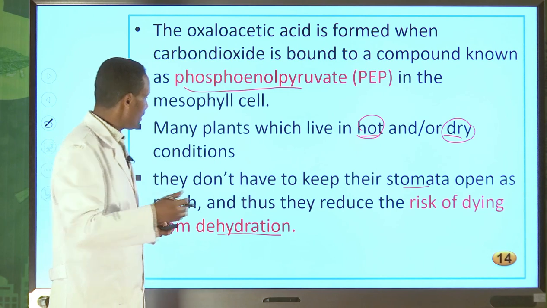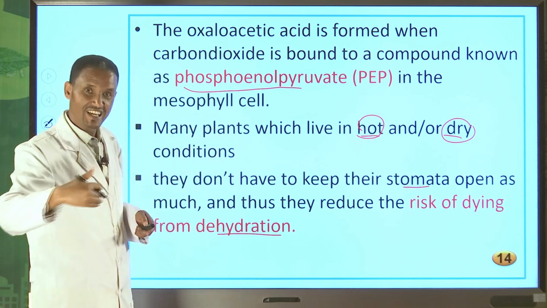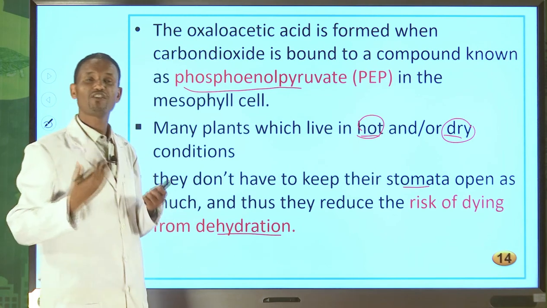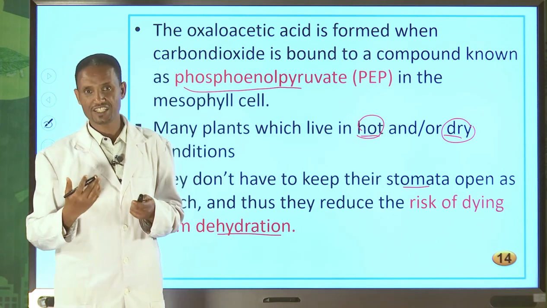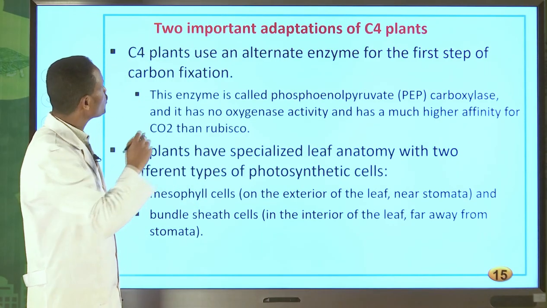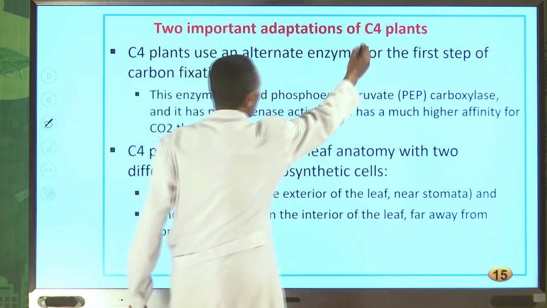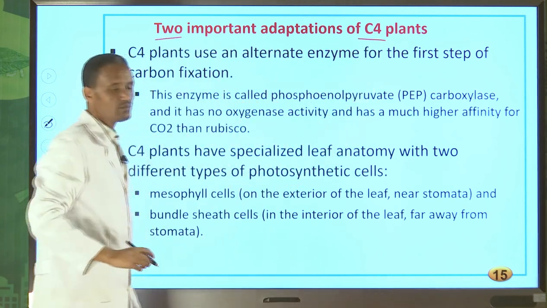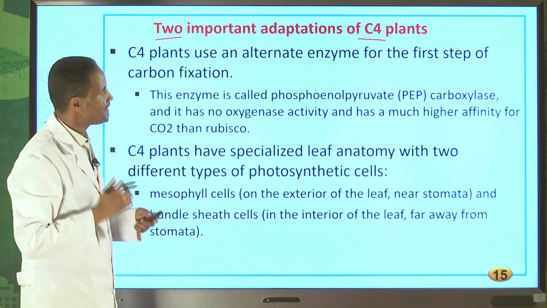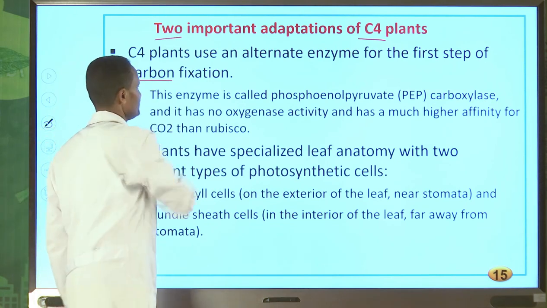Therefore, to prevent this, they have to close their stomata. At this time, carbon dioxide cannot easily enter into the plant cells or the mesophyll. So they develop different mechanisms or strategies to perform their photosynthesis process. Let me show this process, how they use it. Here, there are two important adaptations for carbon-4 plants. What are these adaptations?